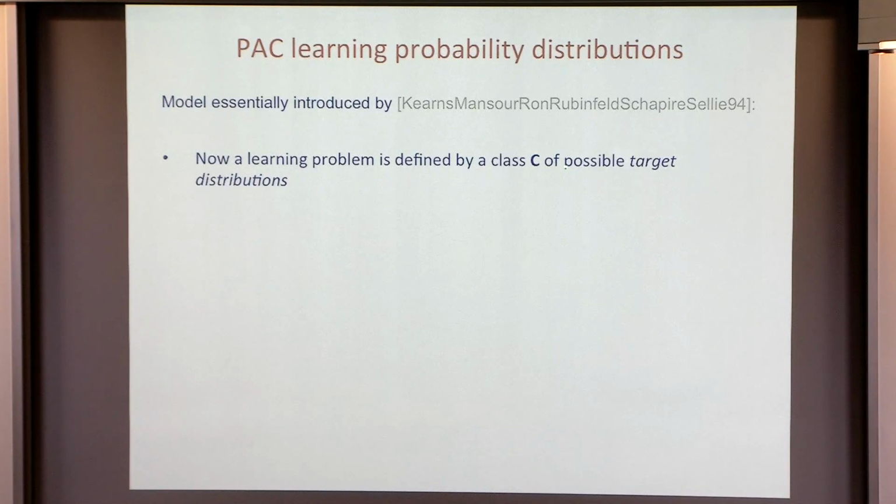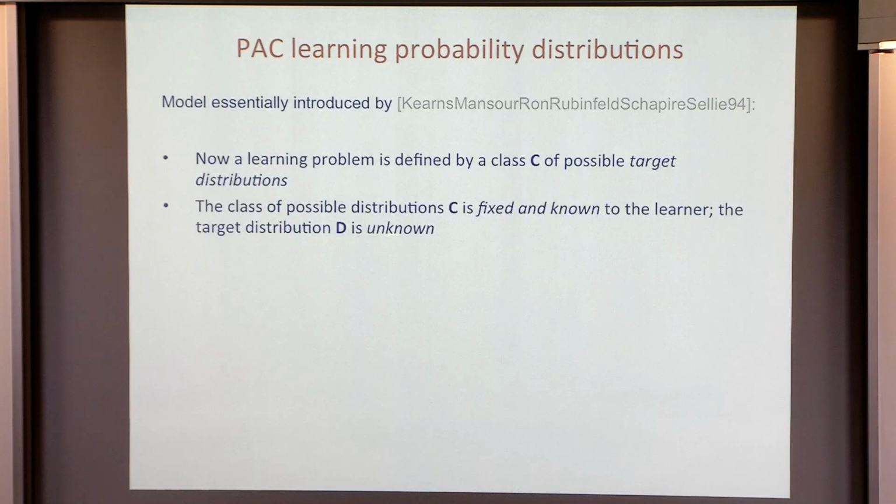Learning problems now are going to be defined by a class of possible target distributions for us. So no functions, just the unknown distribution plays the role of the unknown function. The target distribution belongs to this class, but we don't know what it is. We know the class, but we don't know which one it is from the class.